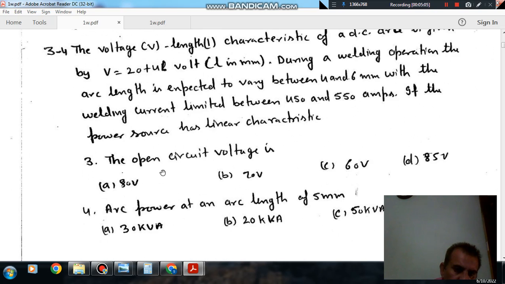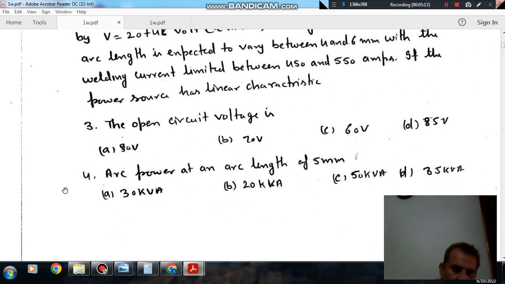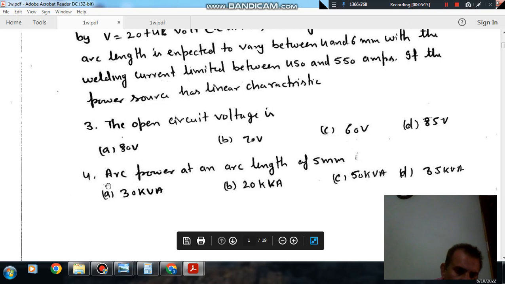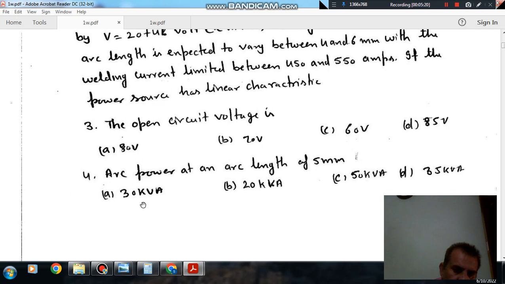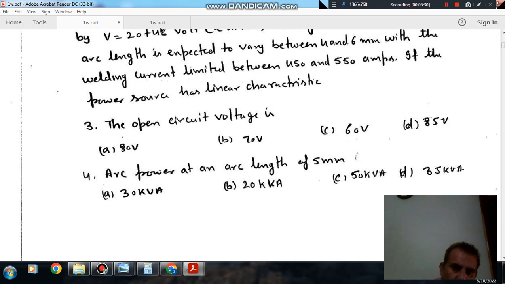question number 3, the open circuit voltage is option A 80 volt, option B 70 volt, option C 60 volt, option D 85 volt. Question number 4, arc power at an arc length of 5 mm is option A 30 kilovolt ampere, option B 20 kilovolt ampere, option C 50 kilovolt ampere, and option D 35 kilovolt ampere.